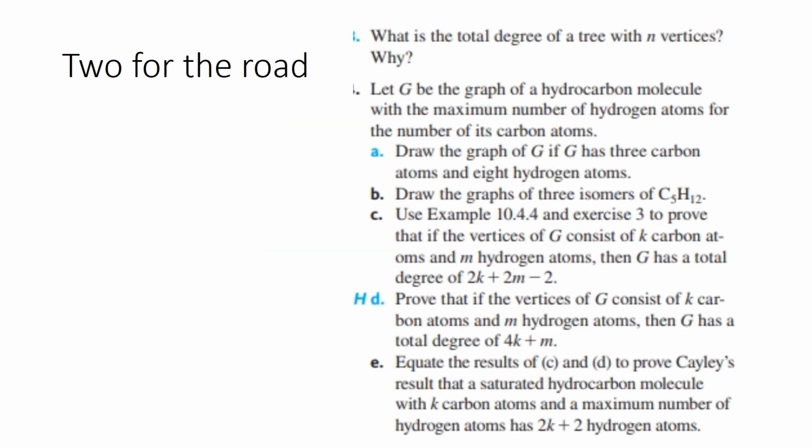Here are two problems for the road. The first is, what is the total degree of a tree with n vertices, and explain why. And I hope to maybe talk about these briefly next time. And this next problem really deals with verifying the final piece of Cayley's result about saturated hydrocarbon molecules, and that the maximum number is 2K plus 2. Now you have to follow these steps, and it does refer back to this problem. And so those are the two problems for the road.